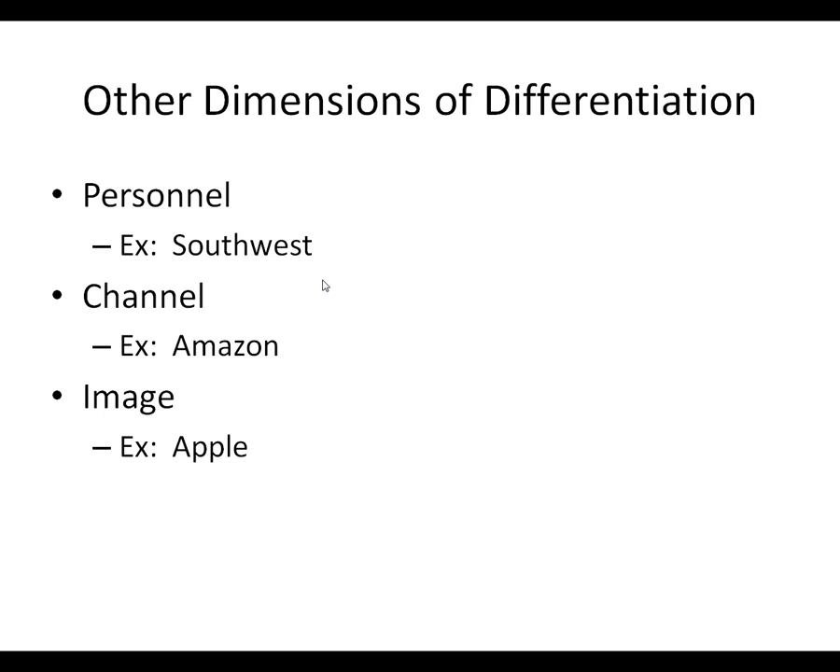Channel differentiation. Amazon was the first online bookseller and that allowed them to gain a foothold and start to do what they're doing today. Again, obviously most other firms now have the internet as a channel for buying books and things like that, but they were the first, and it was a huge point of difference for them for a long time.